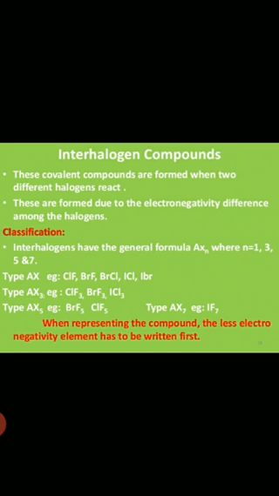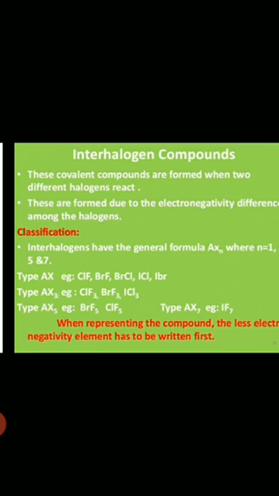So the next type is AX3 type. A here again is a less electronegative element, and X is the more electronegative element. Since the oxidation state shown by the less electronegative element is +3, that's why it is ClF3, BrF3 and ICl3. In a similar way, we have AX5 and AX7.